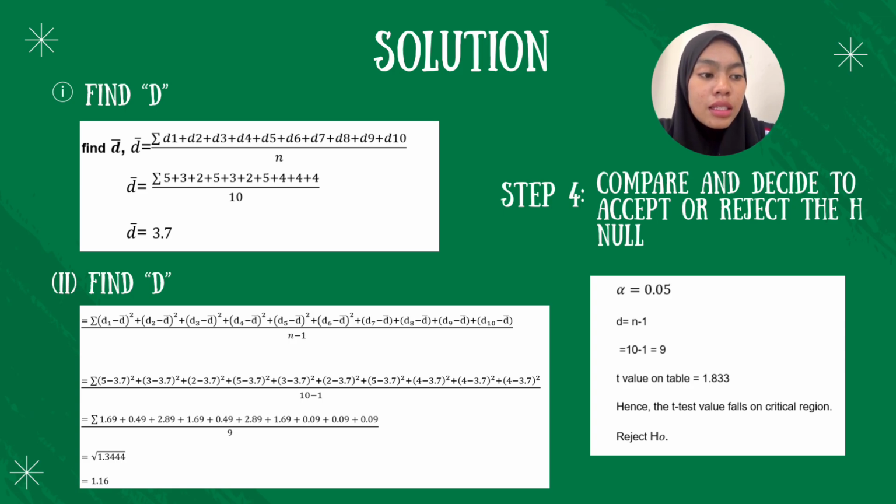Hence, the T test value falls in the critical region. So we reject H0 because the T test value is 10.09. So it clearly falls in the critical region. So that's all.